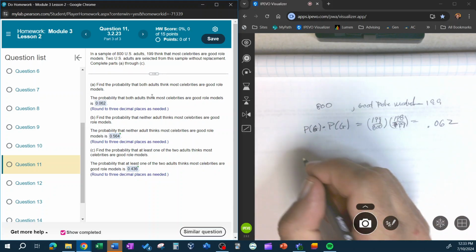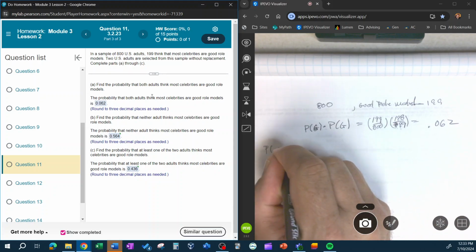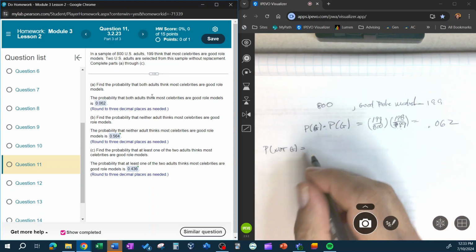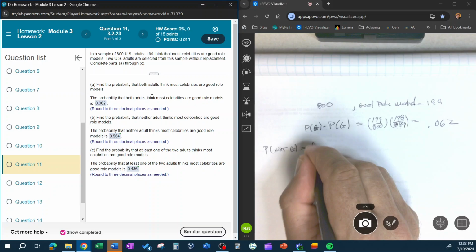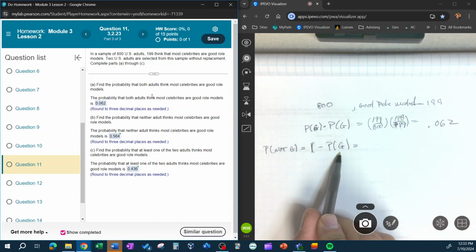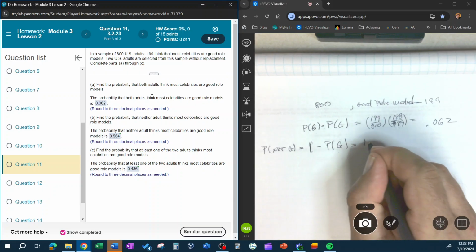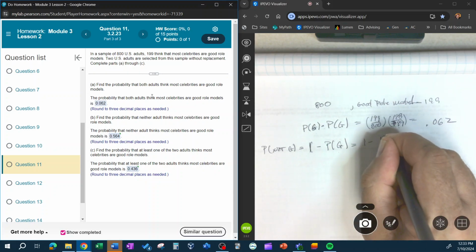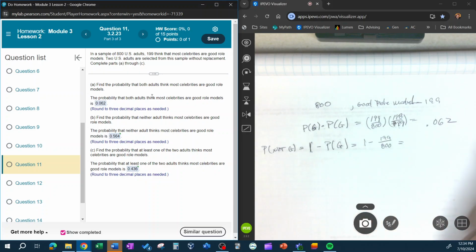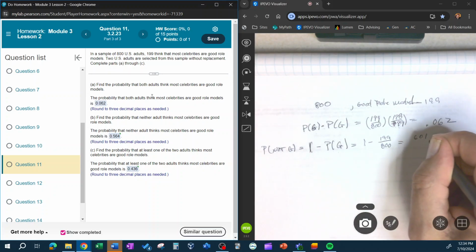Now, the next part is not a good role model, all right? Well, that's going to be 1 minus the probability of picking someone that thinks they're a good role model, all right? So that's going to be 1 minus 199 out of 800. That's the complement, right? So that's going to come out to be, all right, so this just goes 601.